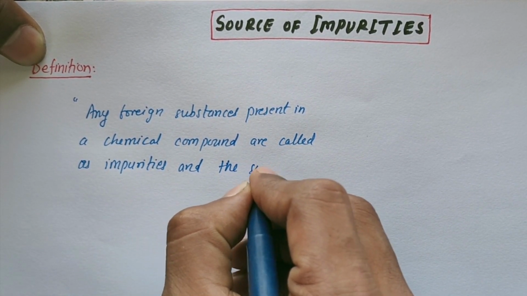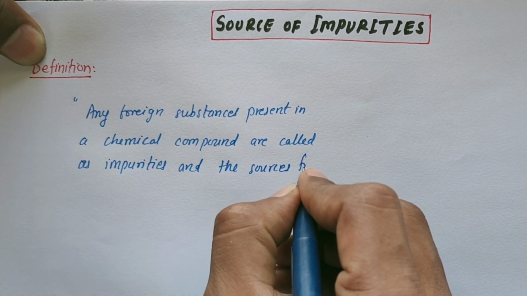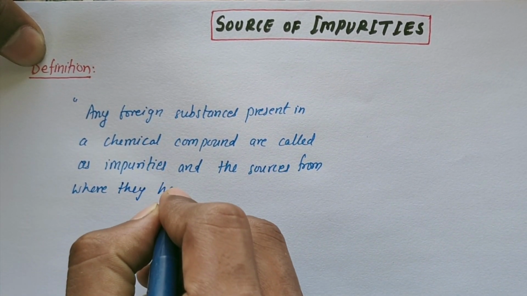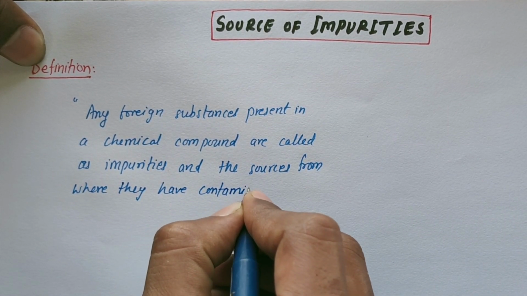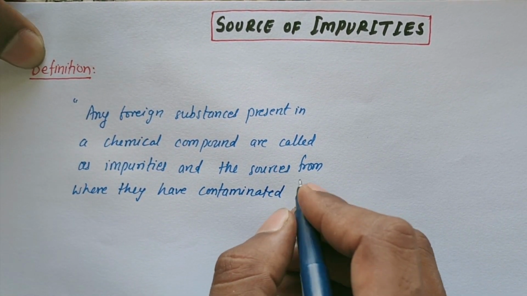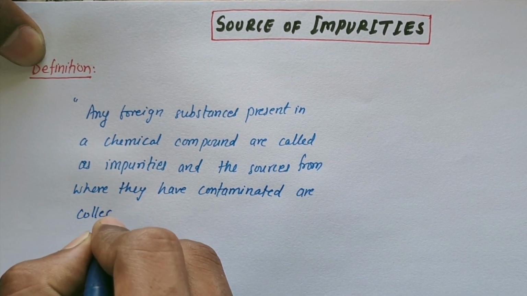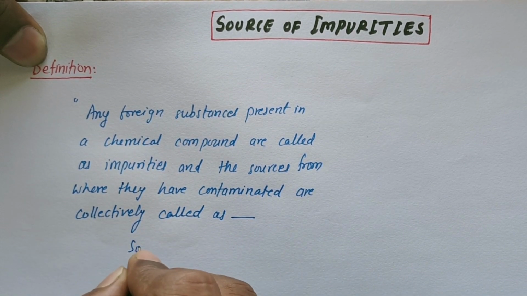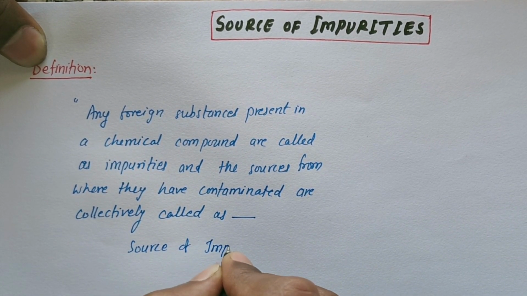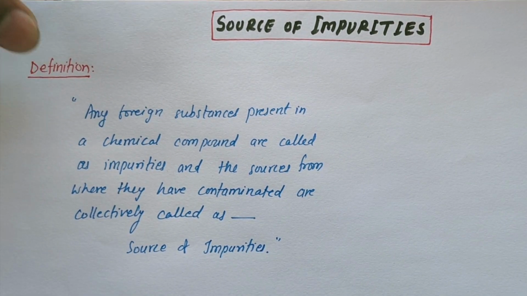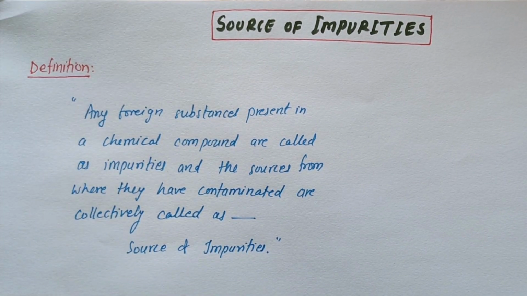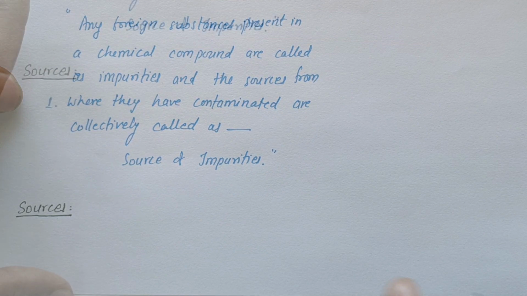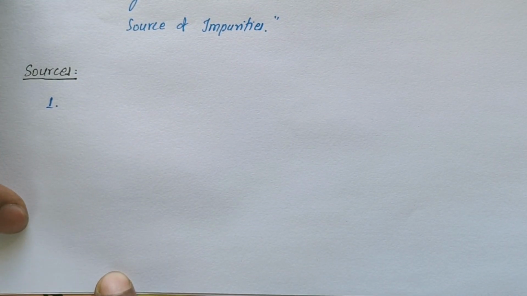Okay, or impurity, and the source from where they have contaminated are collectively called sources of impurity. It means from where these impurities are coming, all those sources are called sources of impurities. Now we will summarize these sources of impurities in 5 groups.